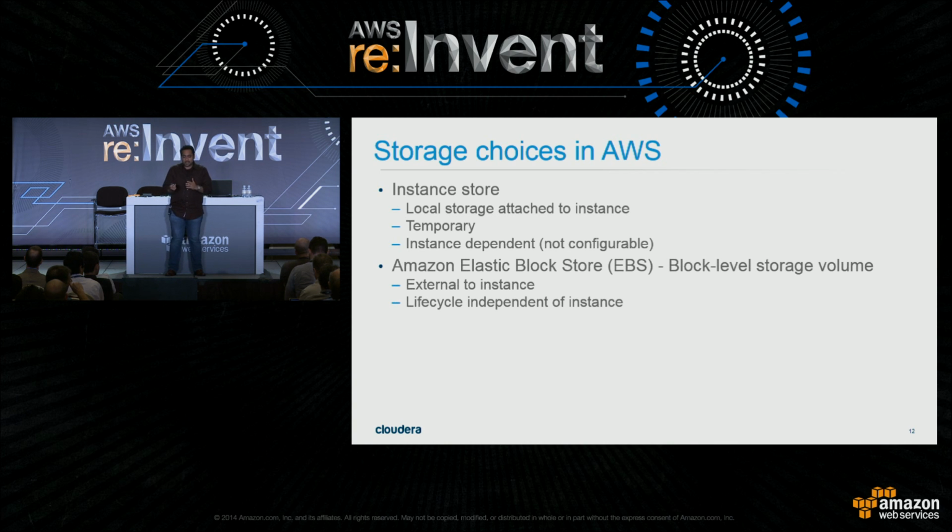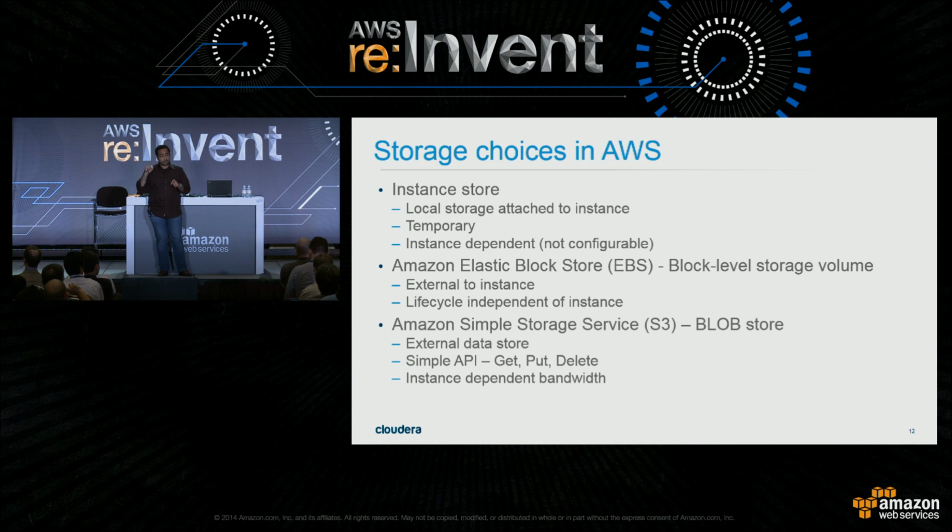That goes into EBS, where you could attach additional volumes, and the life cycle of these is independent of the life cycle of the instance, right? But again, with EBS, everything is over the network. It's not local disks on the instance themselves. So there are performance implications of that. The third is obviously S3, which is really an external data store, right? So you have a very simplistic API. You get objects, you put objects, you delete objects. And the bandwidth to S3 is dependent on the instance that you're interacting with S3 from.